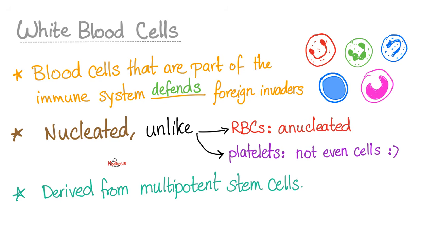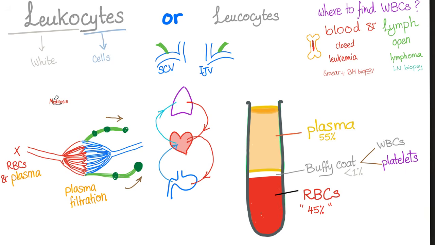White blood cells have a nucleus. However, red blood cells do not have a nucleus. Platelets are not even cells. They are pieces of the megakaryocyte. All of your blood cells came from pluripotent stem cells. Some textbooks will say multipotent, but I like pluripotent better. I think it's more accurate. Leukocyte. Cyte means cell. Leuko means white because they appear as white here in this thin buffy coat. This buffy coat contains white blood cells and platelets. The plasma is here, red blood cells are here.